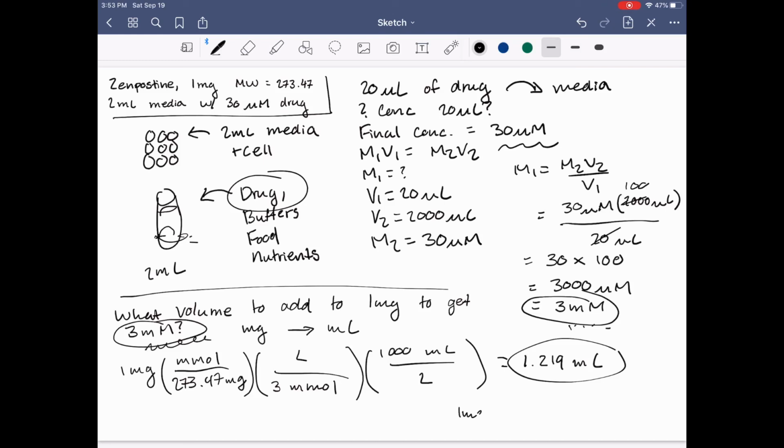Okay? So I'm running out of space here, but you're going to take your stock of 1 milligram, and to that you are going to add 1.219 milliliters of water or whatever your solvent is. That will be your stock of 3 millimolar, and then that's what you're going to take 20 microliters of and put in your 2 mils that your cells are going to use.